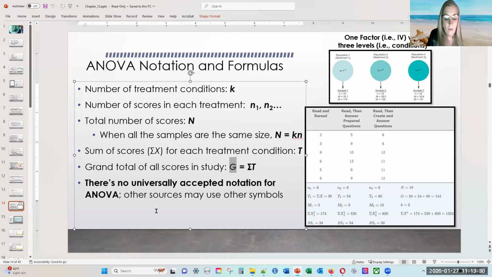144. Also, you should note that there's no universally accepted notation for ANOVA. Other books, other sources might use other symbols. So for our book, these are the symbols we're using.